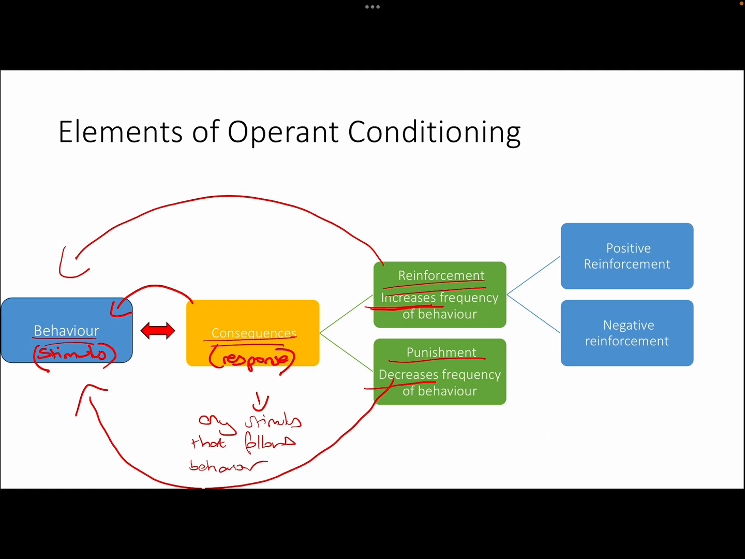We then have the different types of reinforcement, either positive or negative. And again, I want you to put your normal understanding of these terms aside for the moment. We're not meaning good and bad by positive and negative. Instead, we're talking about addition and subtraction, so we're talking about it in more mathematical terms. Reinforcement increases the frequency of behaviour. It makes it more likely to happen.